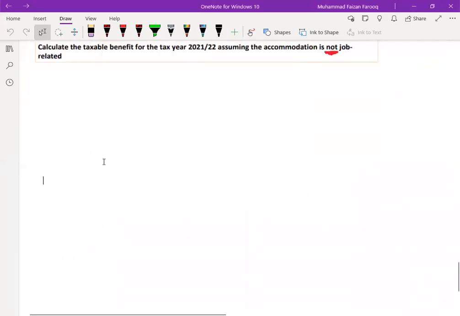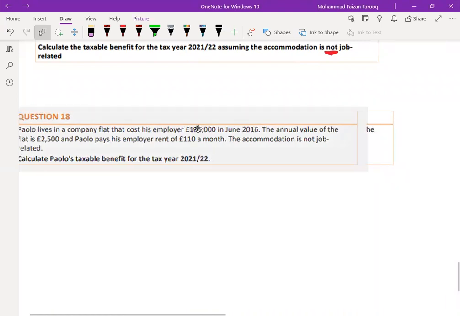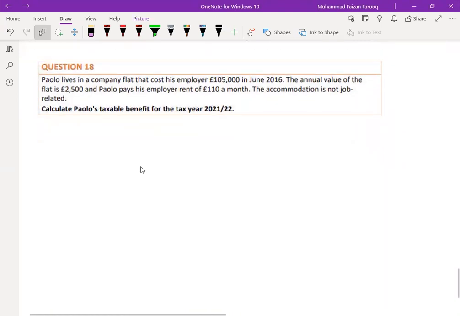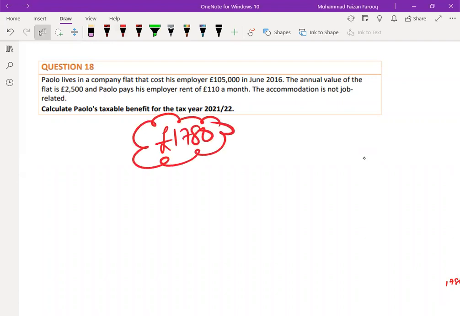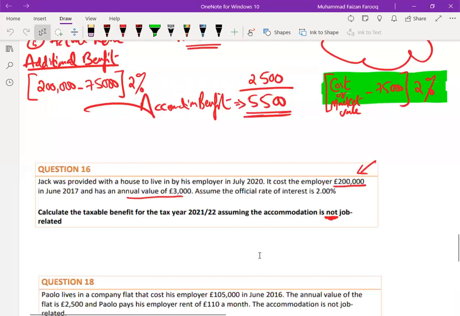Now there is another question on your screen, which is question number 18 from our notes. Can you tell me the answer, please? The answer of this question is 1780. You got it the same, right? Yes, 1780. Very good.